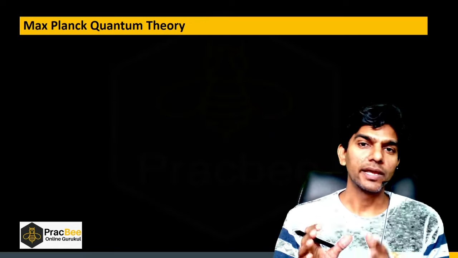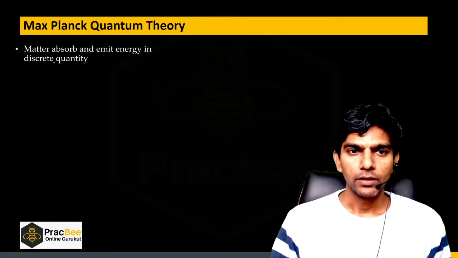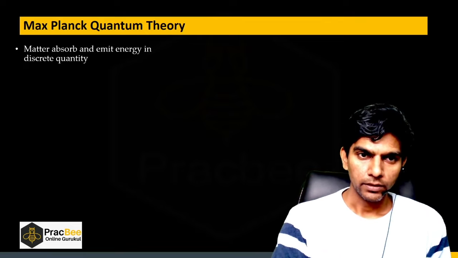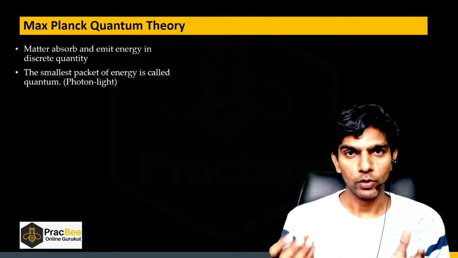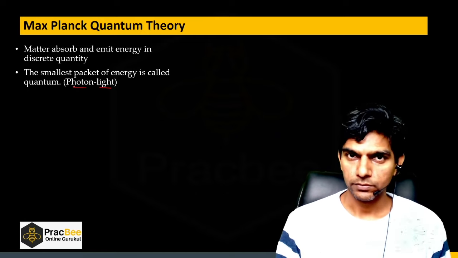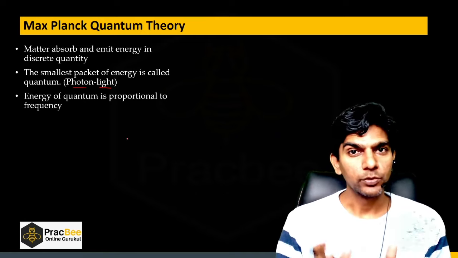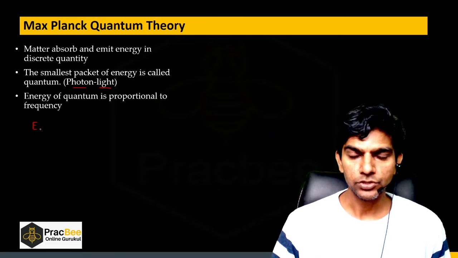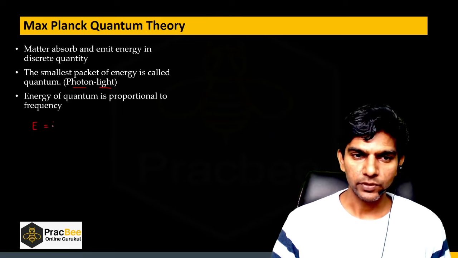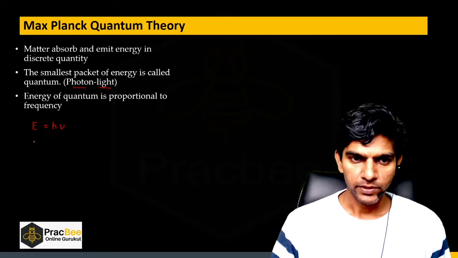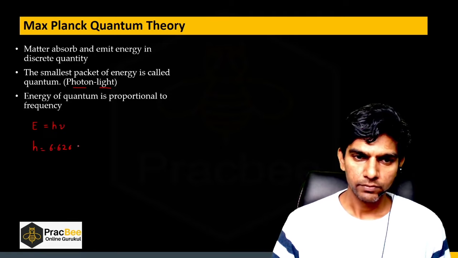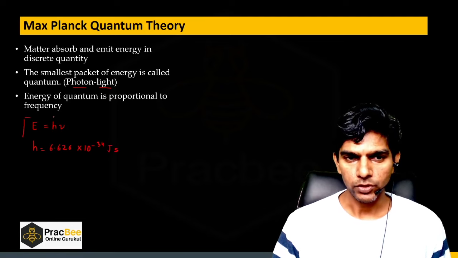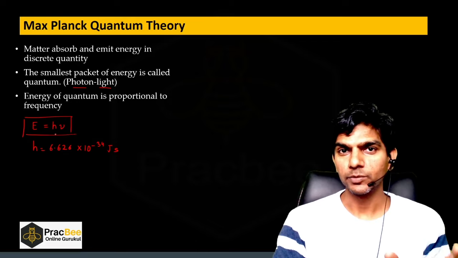Now let us see what is Max Planck's quantum theory. According to this theory, all matter absorbs and emits energy in discrete quantities. And the smallest packet of energy is called quantum. And in case of light, it is known as photon. And the energy of quantum is proportional to the frequency. So Max Planck has given this relation that the energy of one quantum is equal to h times nu, where h is the Planck's constant. So h is equal to 6.626 into 10 raised to power minus 34 joule second. So this relation you have to remember. We can say this is nothing but the energy of the photon.